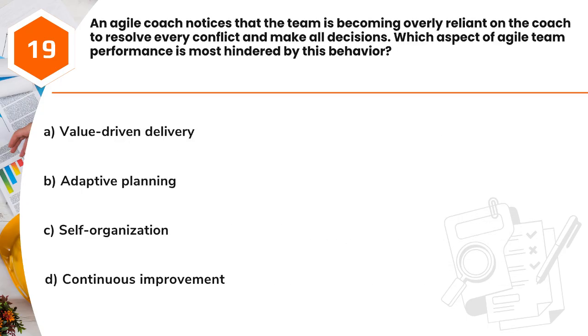Question 19. An Agile coach notices that the team is becoming overly reliant on the coach to resolve every conflict and make all decisions. Which aspect of Agile team performance is most hindered by this behavior? A. Value-driven delivery. B. Adaptive planning. C. Self-organization. D. Continuous improvement.